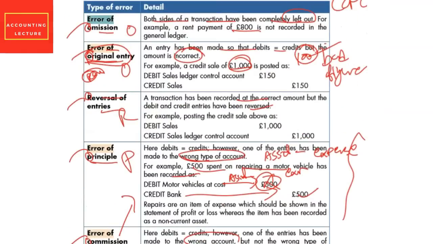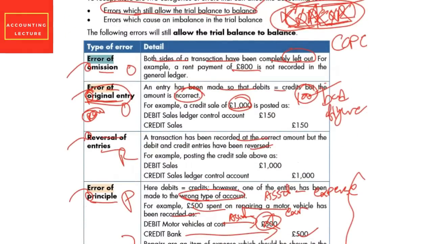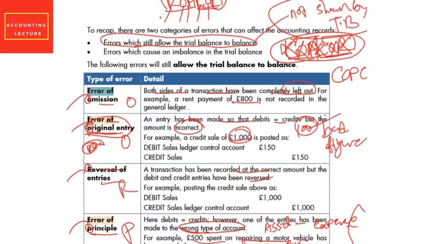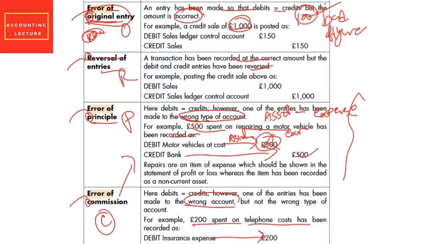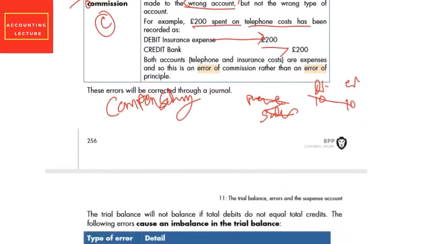And yes, these are the examples and definitions of COPCOR, which allow the trial balance to balance and don't identify any error in the trial balance. If these errors happen, your trial balance is still balanced. Check out the next quick video regarding the errors which cause an imbalance in the trial balance.